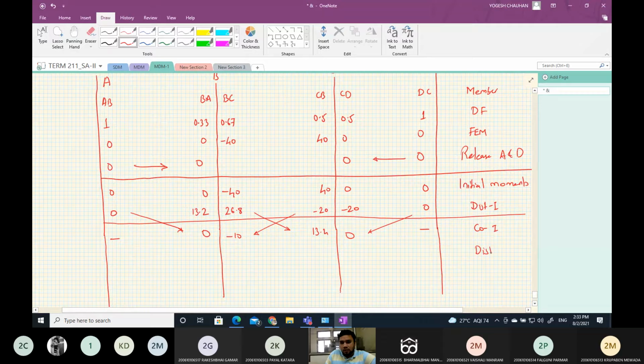So second distribution. So this will be 3.33 and this will be 6.67, or 3.3 and 6.7. This will be minus 6.7, minus 6.7.